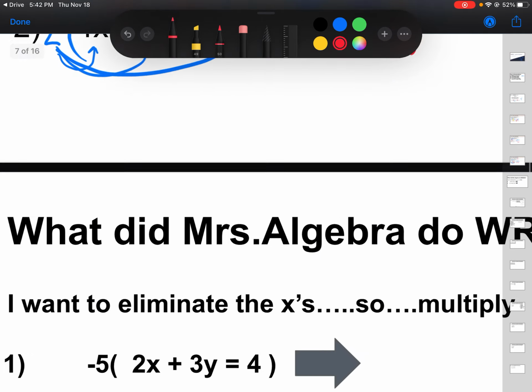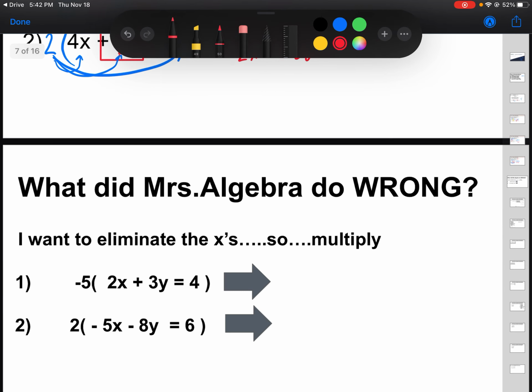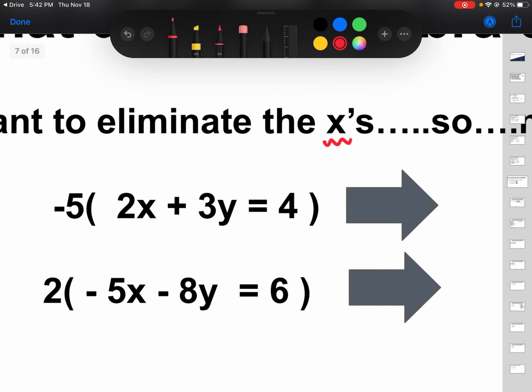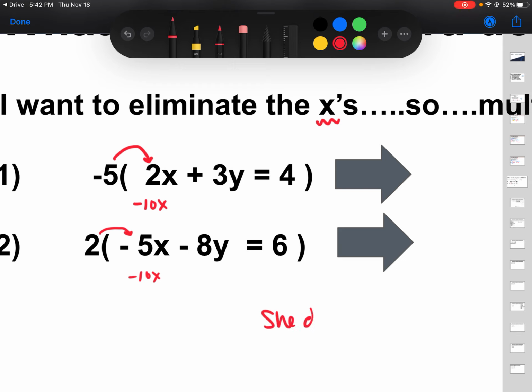Next question. What did Mrs. Algebra do wrong? So look at these. She wanted to eliminate the x's. What did she do wrong? So she was trying to get those x's to go away. She distributed this, and it became negative 10x. Then when she distributed this, it became negative 10x. Well, when I add those together, they don't cancel out. So she did not create opposites.